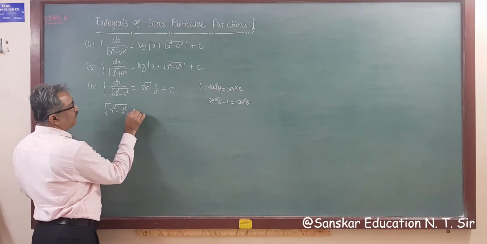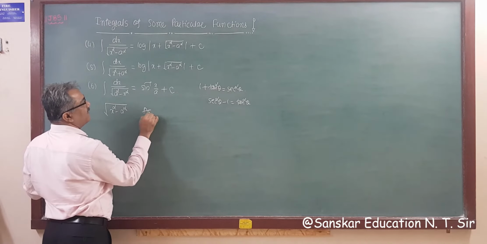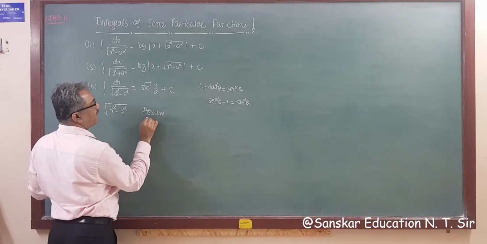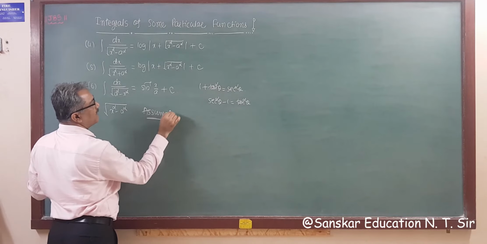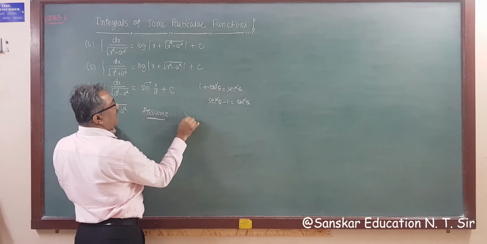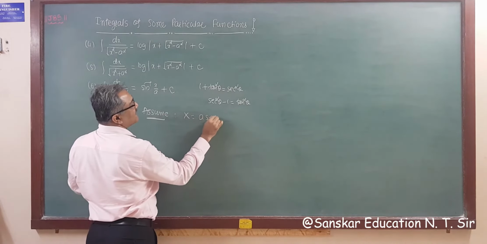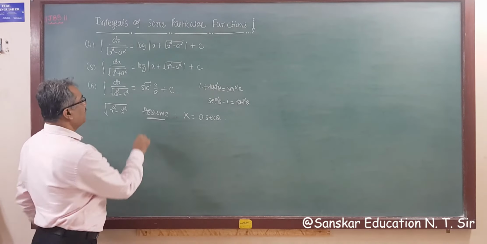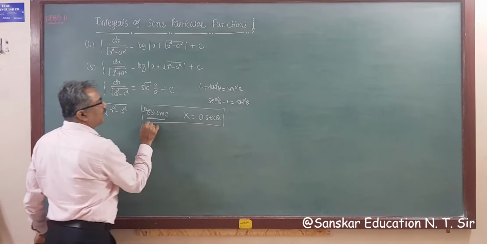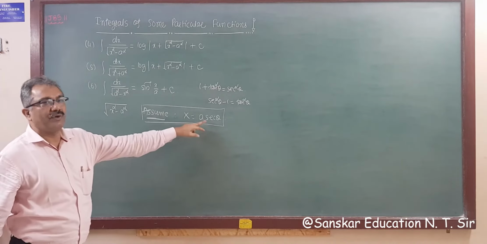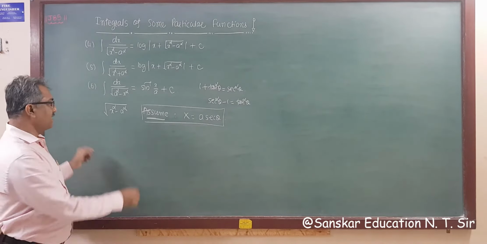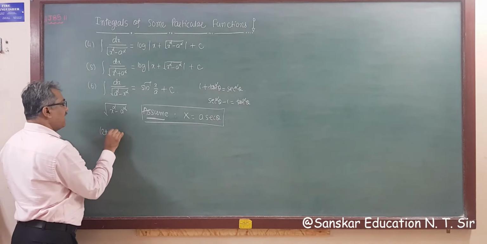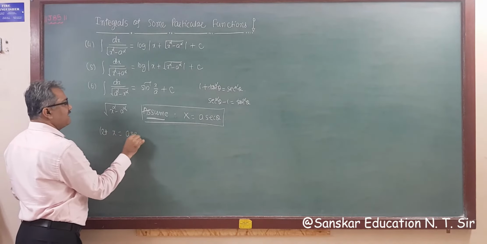So we assume, right? What we have to assume is x is equal to a sec theta. We are going to assume x is equal to a sec theta. It could also be x is equal to a cosec theta, but we are going for sec theta. So let x is equal to a sec theta.